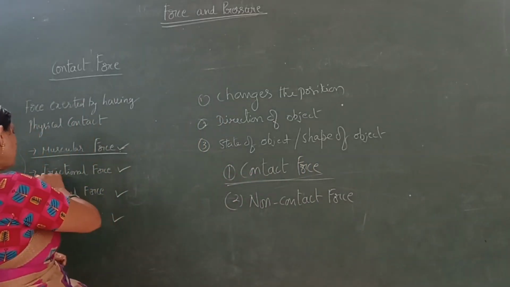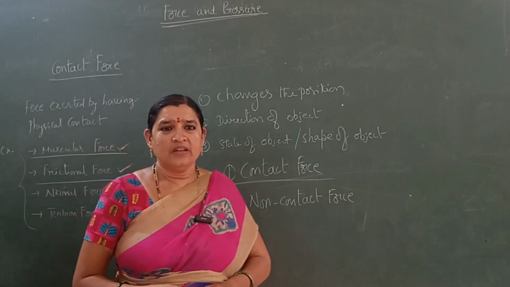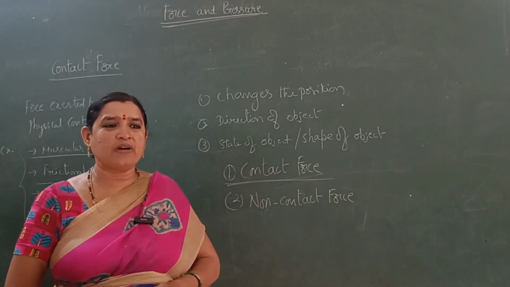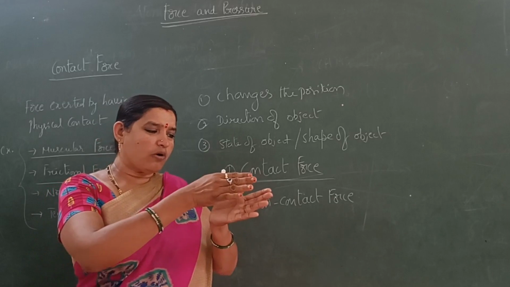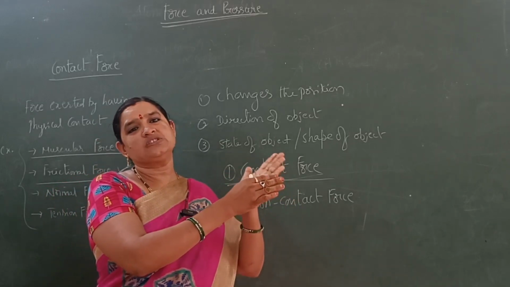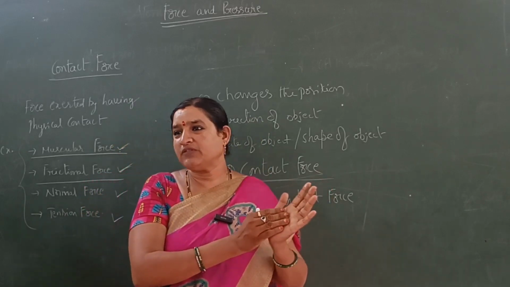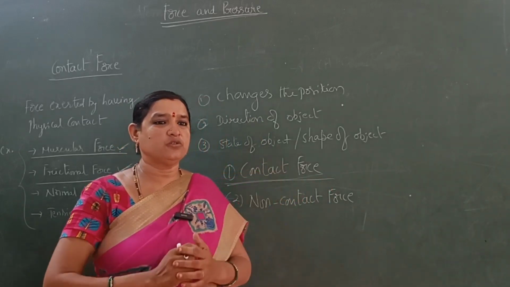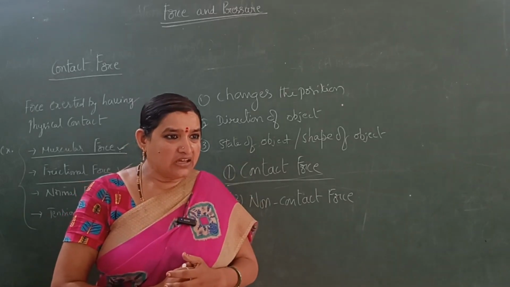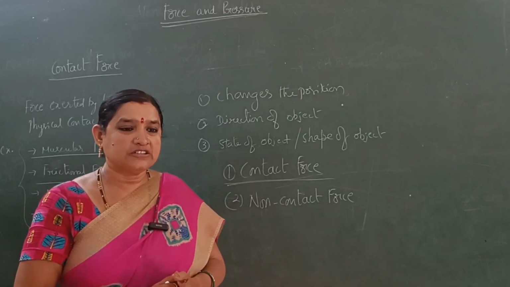The next one is frictional force. What is a frictional force? Frictional force is also one type of contact force. When two bodies are in physical contact, the force that one body exerts on the other body which opposes the relative motion of a body is called frictional force.